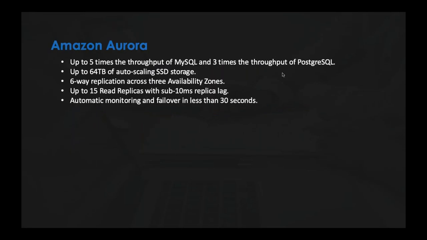So what is Aurora? How is it different from a normal MySQL machine? Aurora is designed by AWS with machine learning techniques and a parallel execution flow. With this technology, it gives up to 5 times the throughput of a normal MySQL machine and 3 times the throughput of a PostgreSQL machine. So the performance is increased when you go for Aurora.